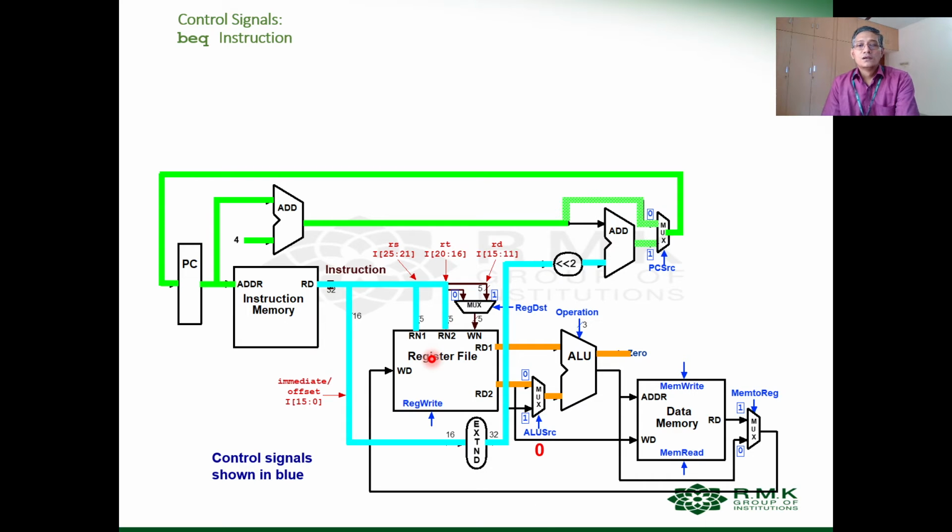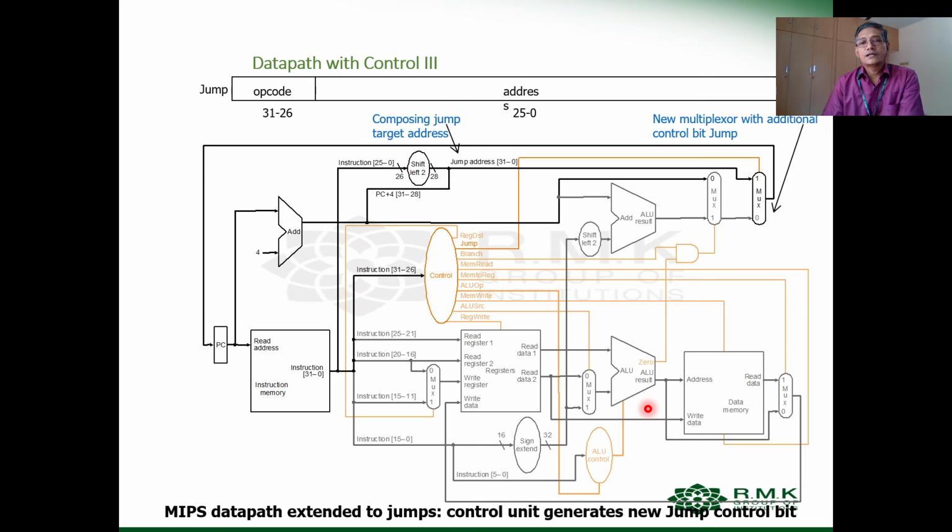BEQ: ALUSrc is 0. Operation is 1, 1. Memory write is 0, memory read is 0. Memory to register is also not considered, and register destination is also not considered. Register write is 0. But if the two values are equal, then the zero signal is 1. Both are equal, right? So that we need to take into account for BEQ.